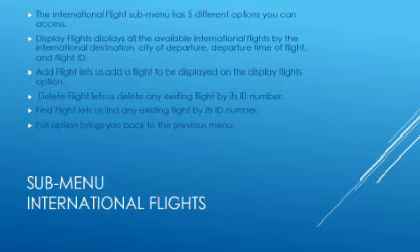As we move on to the international flight submenu, it's a lot of the same as the domestic flights submenu, as you'll see. We also have 5 different options that you can access. Display flights is much of the same. It displays only available international flights by the international destination, city of departure, departure time of flight, and flight ID. Add flight lets us add a flight to be displayed on the display flights option. Delete flight lets us delete any existing flight by its ID number. Find flight lets us find any existing flight by its ID number. And the exit option brings you back to the previous menu.